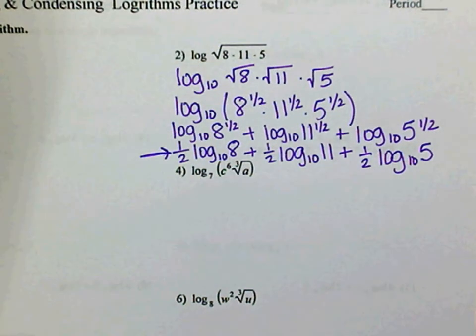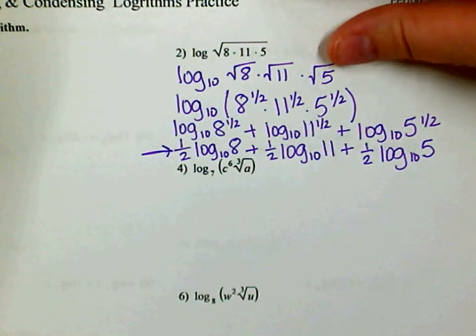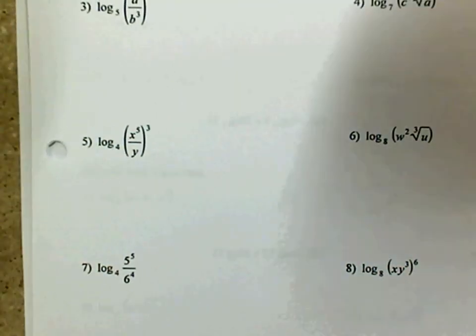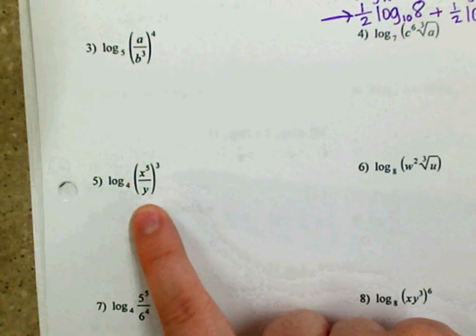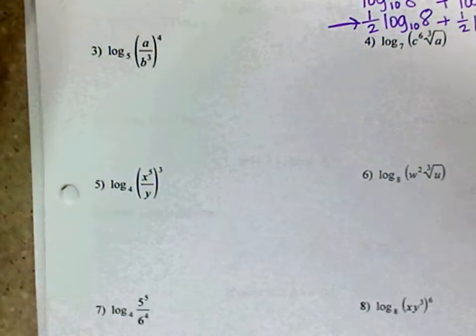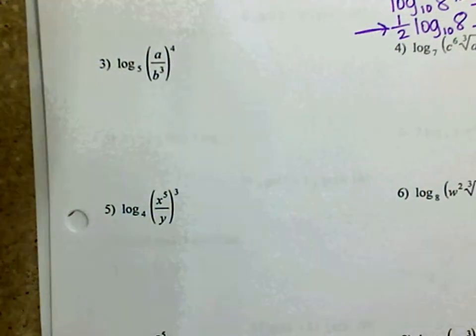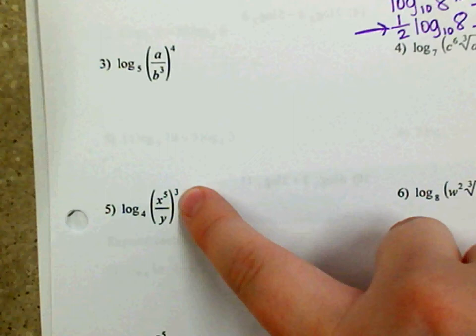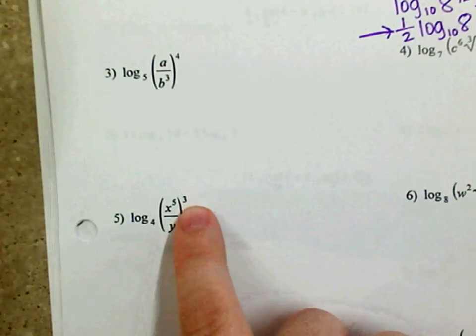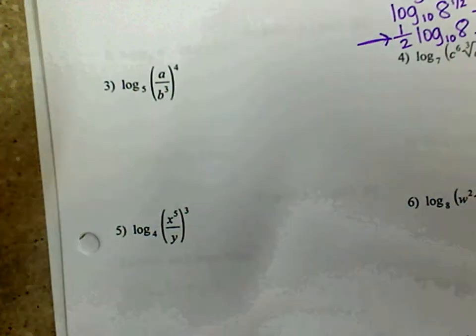Okay, just to go over some distributing rules to remember. Let's look at number 5. I have a 3, that looks a little bit blurry. Okay, I've got a 3 up here in the exponent. So remember, that 3 has to distribute to both the x to the 5th and to the y in the denominator.